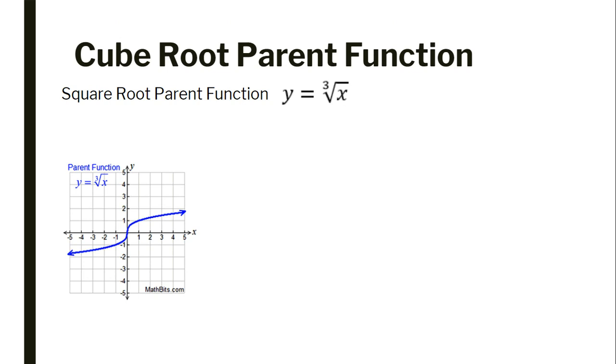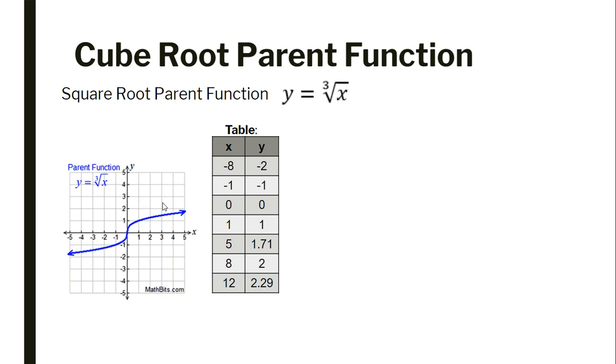Now we're going to take a look at the cube root parent function. Now, last semester we studied the cubic parent function. This is the inverse of that. It's the opposite of that. If I want to undo a cubic, I apply a cube root. So here we are. This is the cube root parent function. This is what the parent function graph looks like.